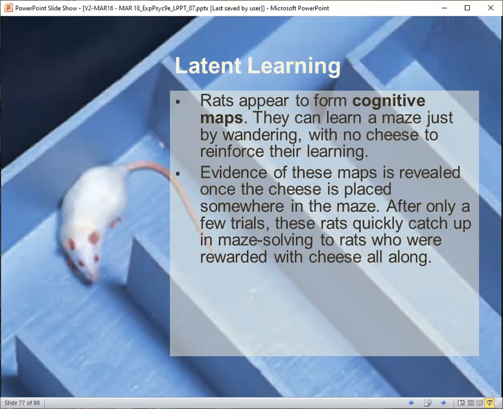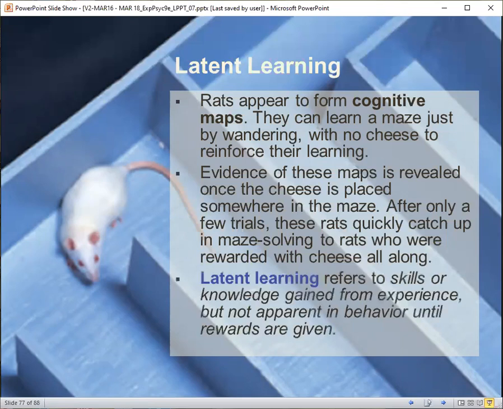So this really indicates that there was some learning going on, latent learning, that was not quite obvious to us. Latent learning refers to skills or knowledge gained from experience, but not apparent in behavior until rewards are given, until we have some motivating reason for the behavior to be done.